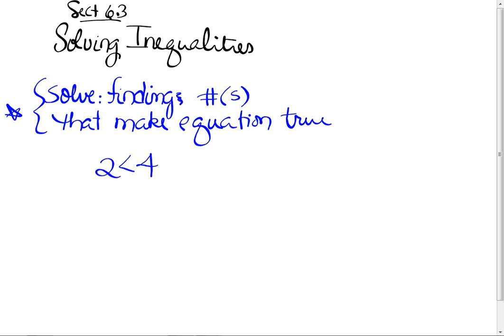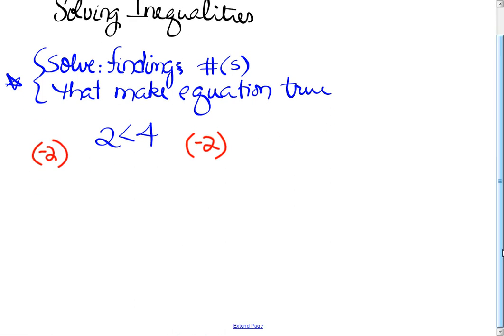What if I multiply both sides by a negative 2? I'm going to multiply that by negative 2 and this one by negative 2. Okay? So, what do I get for answers? I'm going to get a negative 4 here, and I'm going to get a negative 8, right? Now, what about the inequality? Is negative 4 still smaller than negative 8?